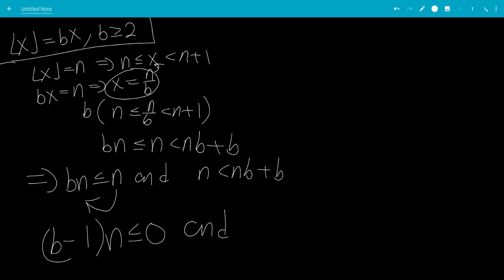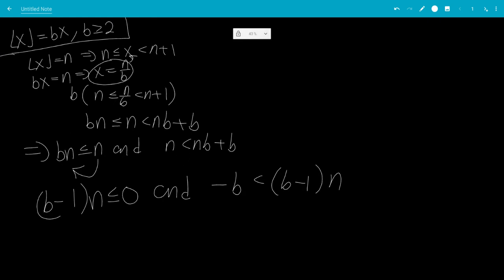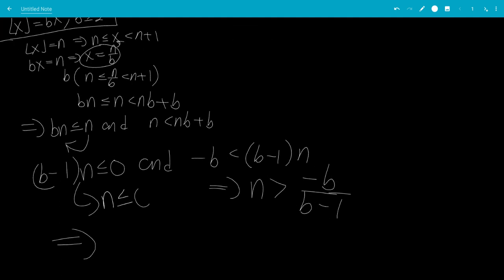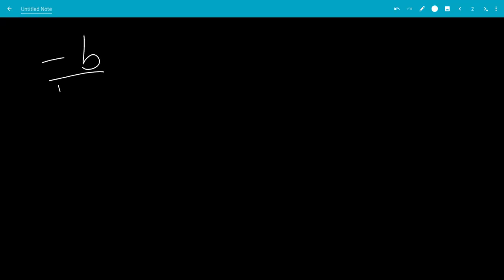And let's move the b to the other side. So we have negative b is less than b minus 1 times n. This means that n is bigger than minus b over b minus 1. We can divide by b minus 1 because b minus 1 is greater than 0, or b is greater than 1. So putting those together, and this inequality means that n is less than or equal to 0. Putting these together, we get that negative b over b minus 1 is less than n is less than or equal to 0. So I'll rewrite that.